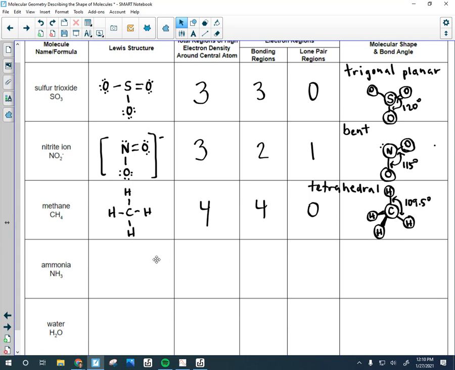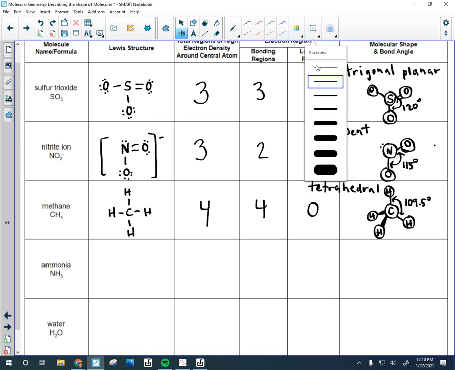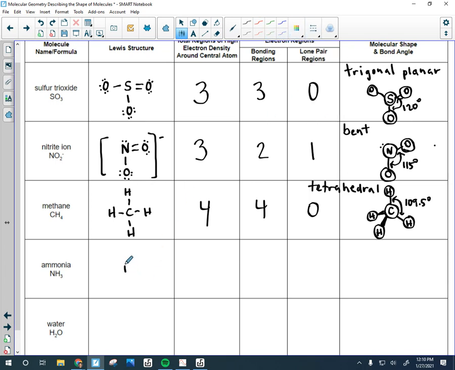We have ammonia, Lewis structure. It is often drawn like this, a central nitrogen. It has 3 hydrogen single bonds. And it does have a lone pair, a non-bonding pair on the nitrogen. So its similarity to methane is that it has 4 regions of electron density, 3 bonds, and 1 lone pair, 1 non-bonding pair. Okay.